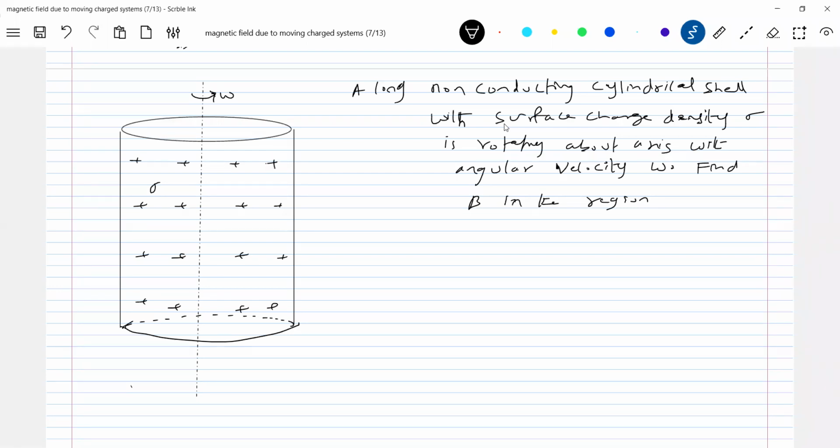Most books avoided this particular system. Only one or two questions are there. That's why we may feel they are not important, but they can be asked in advance. I already discussed one question on a rotating charged ring in dipole moment. Now it is a cylinder, a different charged system. A non-conducting charged system will rotate and if I bring some magnetic field, it will experience a torque. So many concepts can be related. Rather than dipole moment, we are more bothered about only the field generated.